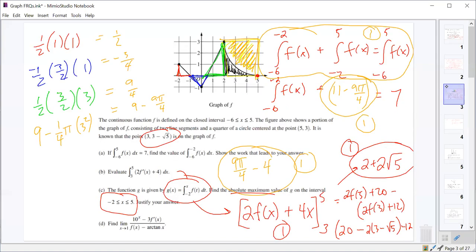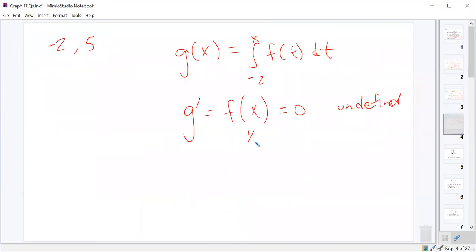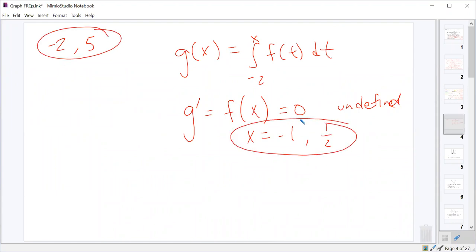So if we look back at the graph, is f of x ever undefined between -2 and 5? No, it's defined for all those values. But when does f of x equal 0? And we can ignore -2 and 5 because we know we're going to check those anyway. Looks like it equals 0 at -1 and at 1/2. We all agree with that? So our x values are -1 and 1/2. So we've got 4 different values that we want to check.